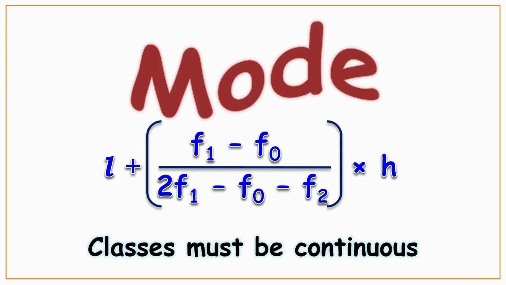So the formula of mode is L plus (F1 minus F0) divided by (2F1 minus F0 minus F2), into H. I will come with an example, then only you will be able to understand what is F0 and F1 and F2 and also the L. H you already know, that is the class width, and for finding the mode the classes must be continuous. So if it is a discontinuous class, then first we need to convert it to a continuous class, then we need to find the value of the mode.